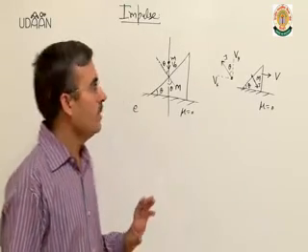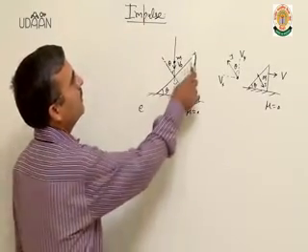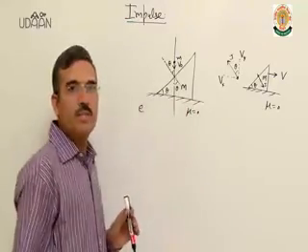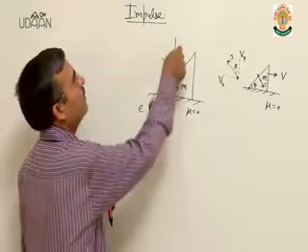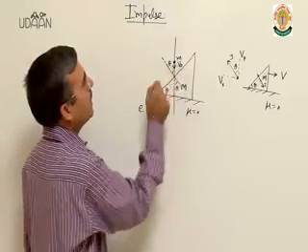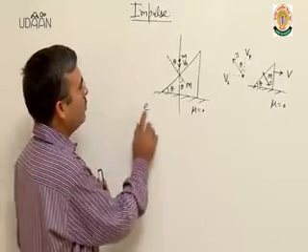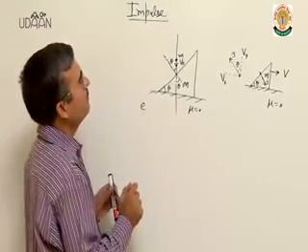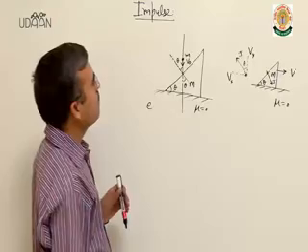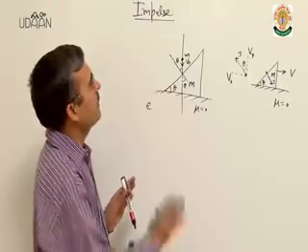Let us discuss one problem based on impulse momentum theorem. A wedge of mass capital M is placed on the horizontal smooth surface. A ball is coming vertically downward. It strikes the inclined face. Let the coefficient of restitution be e for the ball and this surface of the wedge. Let us calculate the velocity of the wedge after impact.